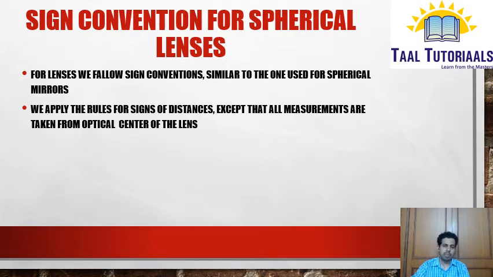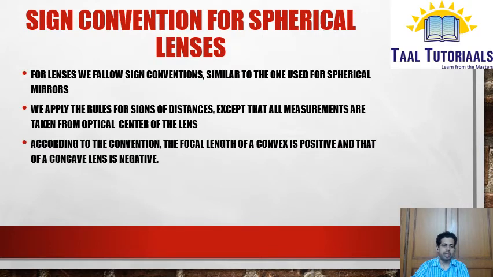The midpoint of the aperture of the mirror we call the pole. We measure all the distances from the pole, but here we measure all the distances from the optical center. The midpoint of the aperture of the lens we call the optical center. According to the convention, the focal length of a convex lens is positive and that of a concave lens is negative. Because of the focus, whatever we are measuring, for the convex lens it will be on the right side, that is positive. For a concave lens, it will be on the left side, that will be negative.